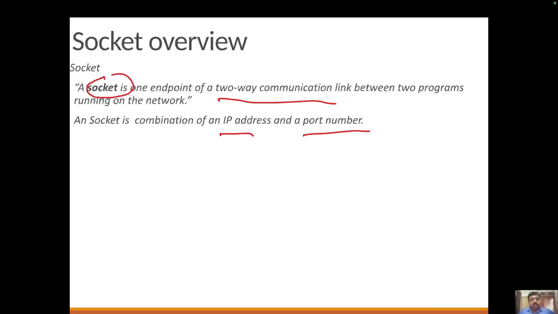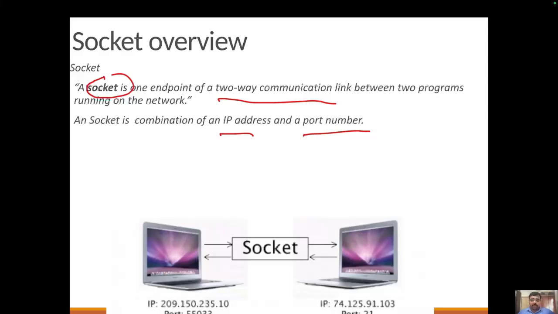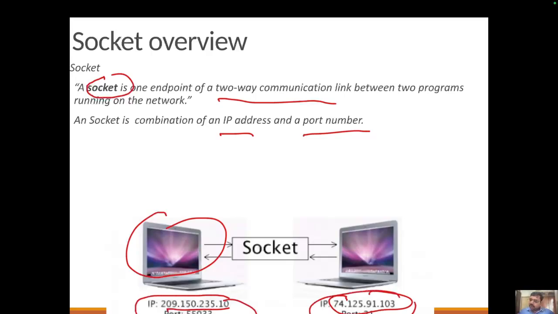So if you're using google.com, it has a port number. IP address and port number, both together, are known as a socket. This is one example: if this is your laptop, it has one IP address and this is the port number. Vice versa, we have another IP address and one port number. So from IP address and port number we can communicate with each machine.